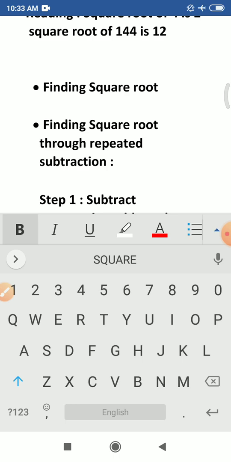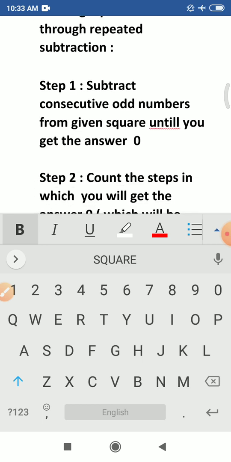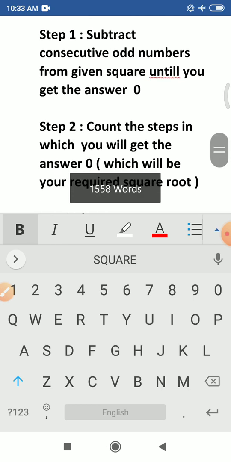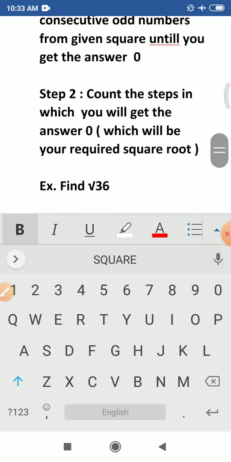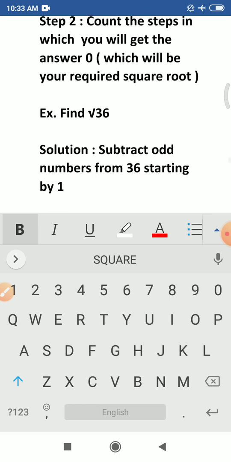First we will see finding square root through repeated subtraction. So what do we have to do in repeated subtraction? The first step is to subtract consecutive odd numbers from the given square until you get the answer 0. And the second step, count the steps in which you get the answer 0. That means how many steps you require to get 0 will be your required square root. You will see it through the example.